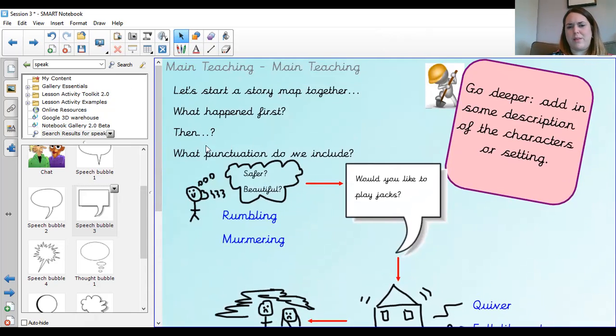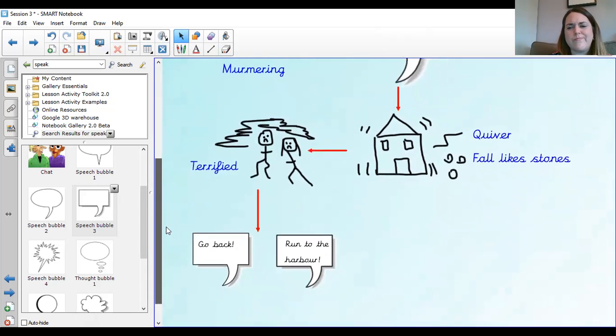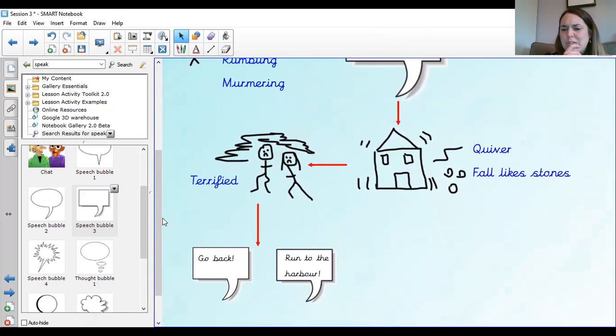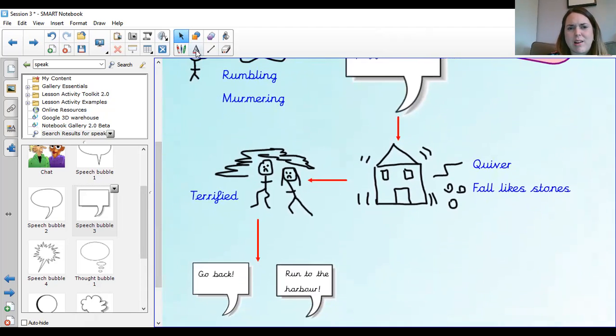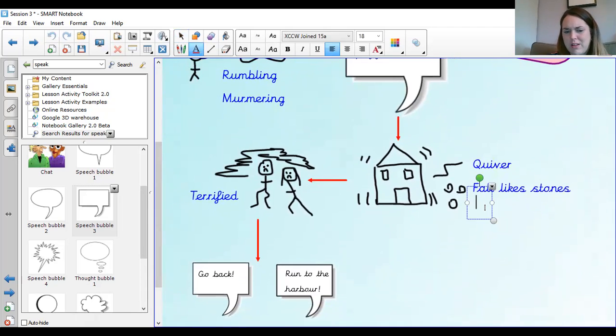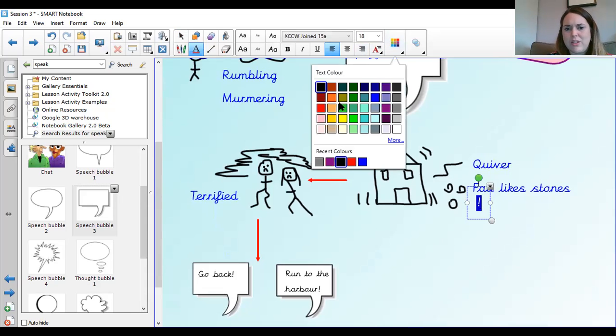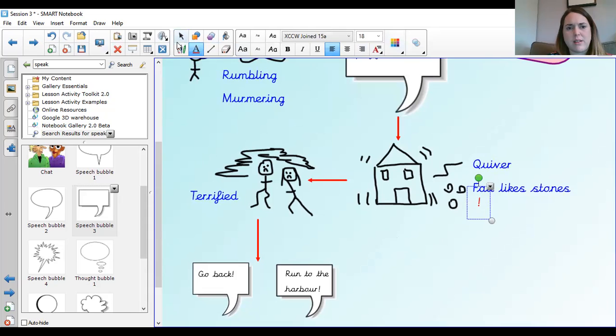So what happened then? Punctuation. If I was writing this story down, where do you think I might put my exclamation marks? I think I might put some exclamation marks in this section. This is a really dramatic section, so I'm going to add that in there to show how dramatic it is. I think I'm going to put some exclamation marks over here as well. Terrified.